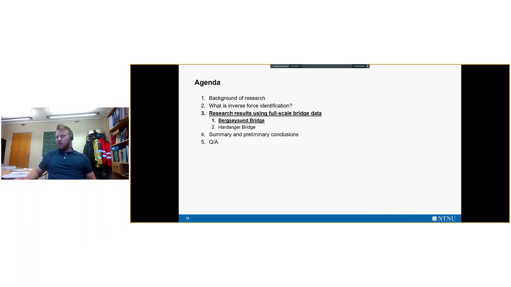So that was most of the theoretical background. We then move on to the more interesting part, which is the research results from the full-scale bridges. And we will start with the Bergsøysundbrua bridge.